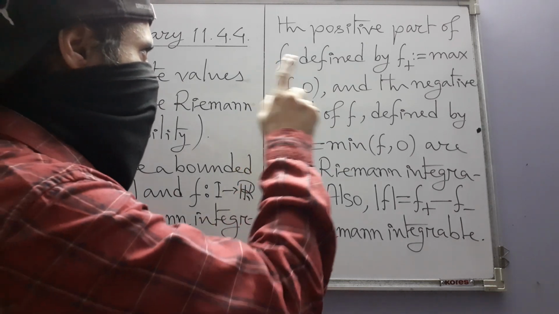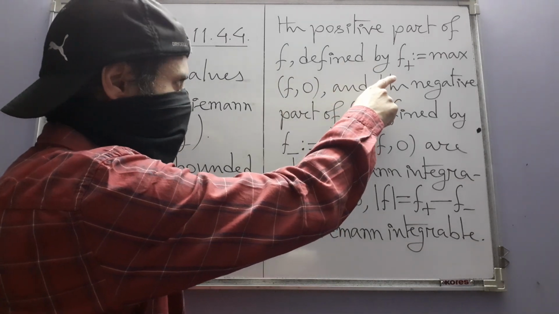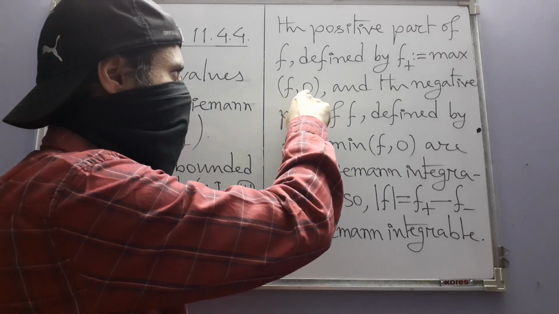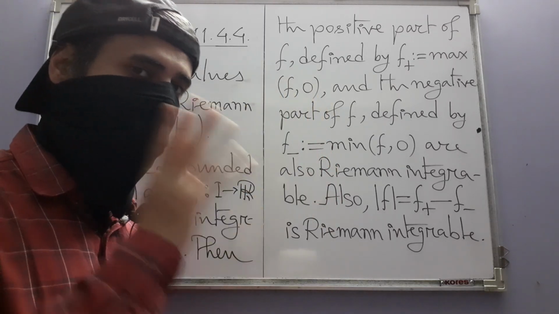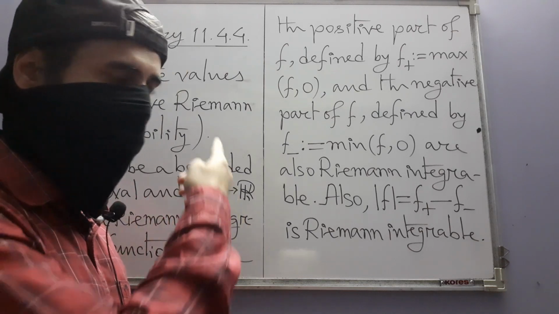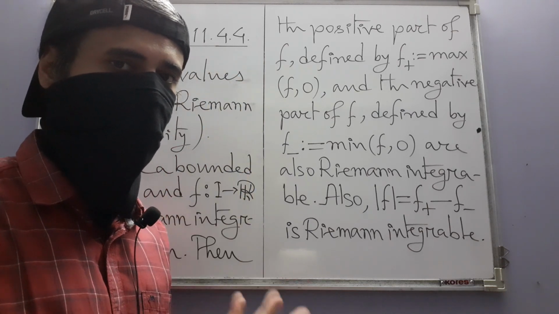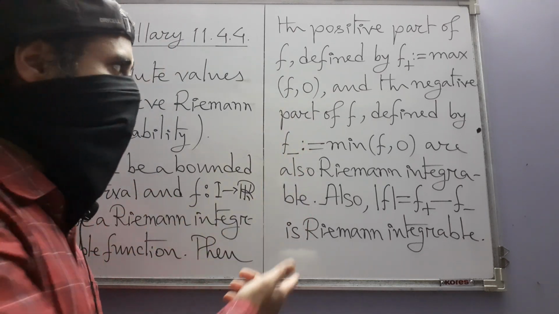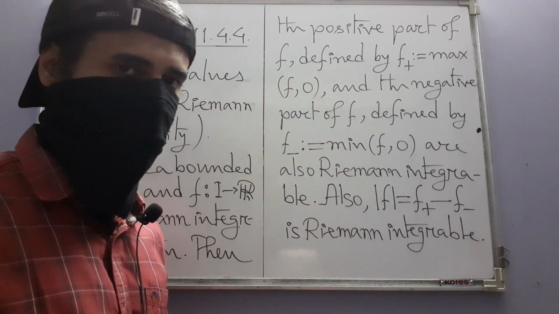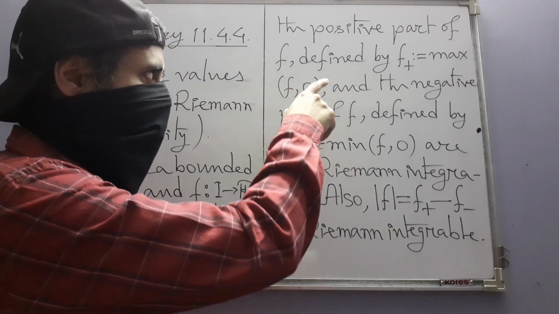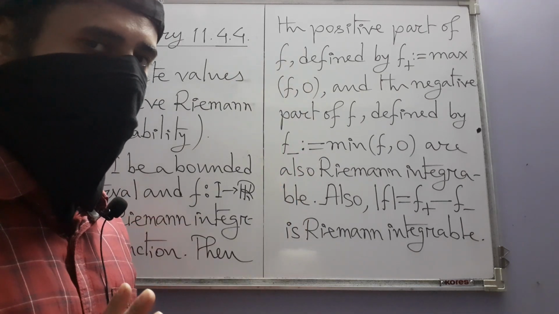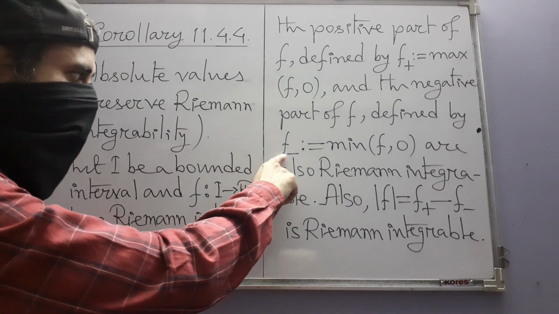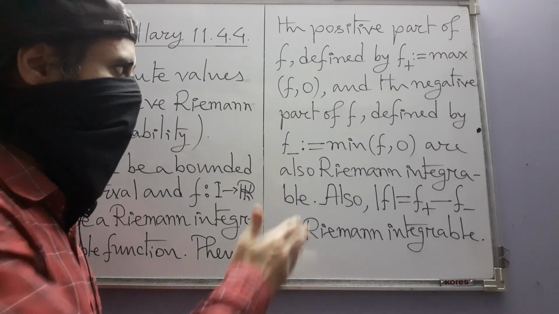Then the positive part of f, defined like this, which we denote by f plus, and this is the maximum of the function f and the constant function 0, is also Riemann integrable. Obviously, because we have already proved in that result that the maximum of two Riemann integrable functions is Riemann integrable. f is given as Riemann integrable, and the constant function 0 of course is Riemann integrable. So their maximum, which we are calling the positive part of f, is also Riemann integrable. Similarly, their minimum is also Riemann integrable, which we denote by f minus, and we are calling it the negative part of f.